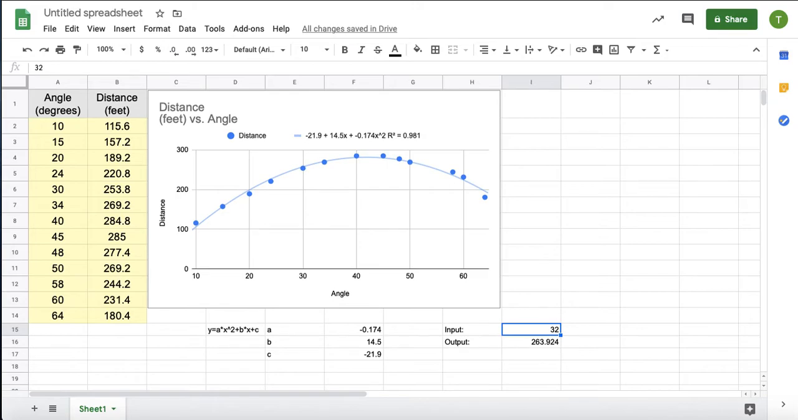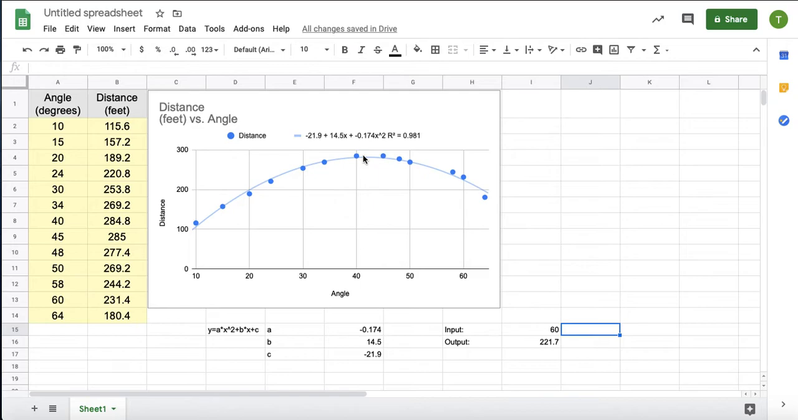And maybe I'll go to 50 degrees and see what that does. 268 feet, so even better. Maybe I'll go to 60 degrees. Does it keep increasing? Oh, sorry, I put that in the wrong spot. 60 degrees. Does it keep increasing? No, it goes back down, okay? So again, I've got my input-output calculator now.